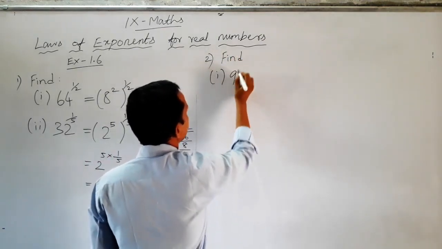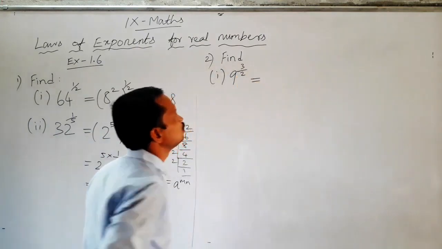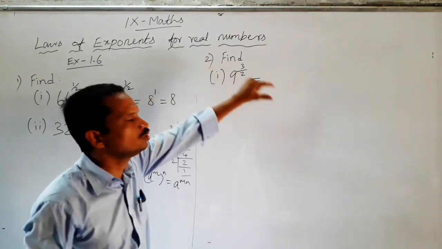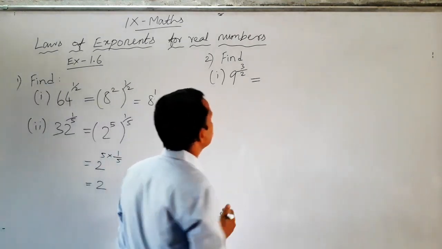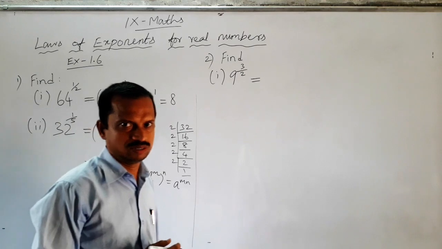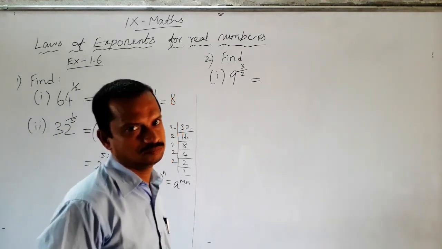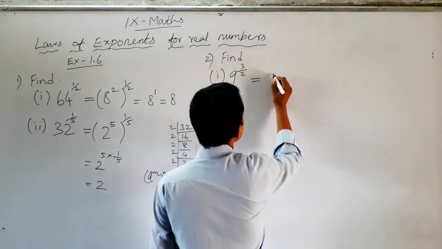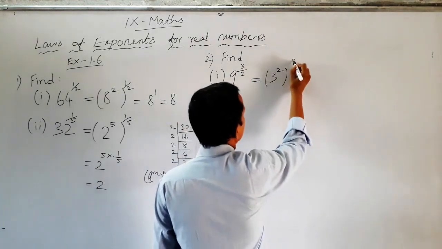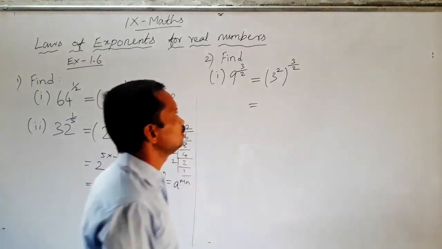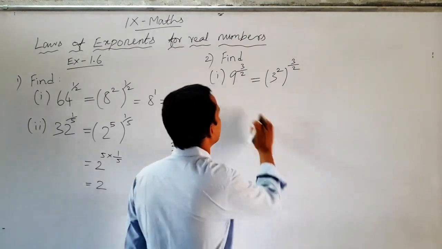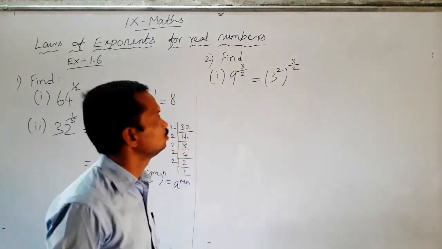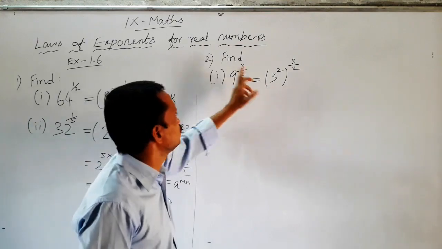Option 1, 9 to the power 3 by 2. So you see, you have to put the equal sign straight to the base. You see how I am writing? Straight to the base only you have to put the equal sign, not to the exponent. Clear? So 9 you can write, by doing prime factorization, as 3 into 3. Am I right? So that is 3 square. 3 square is nothing but 9, whole to the power 3 by 2. For 9 I have written 3 square, and then whole to the power 3 by 2.